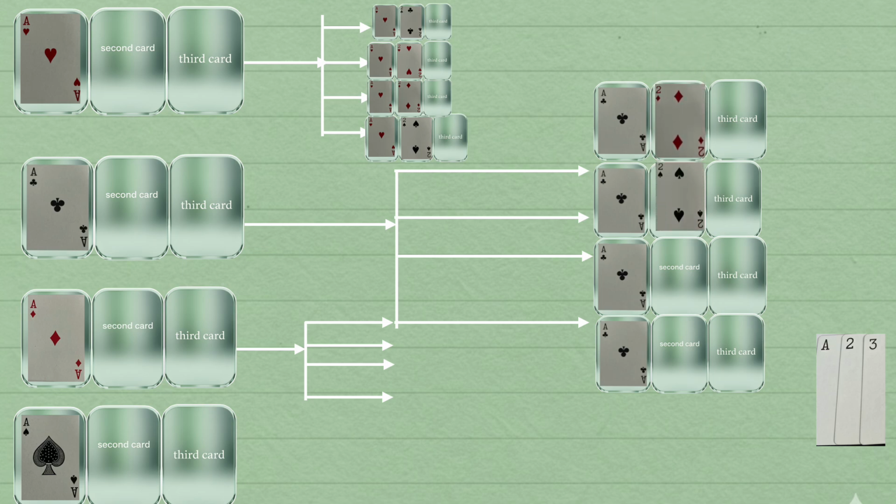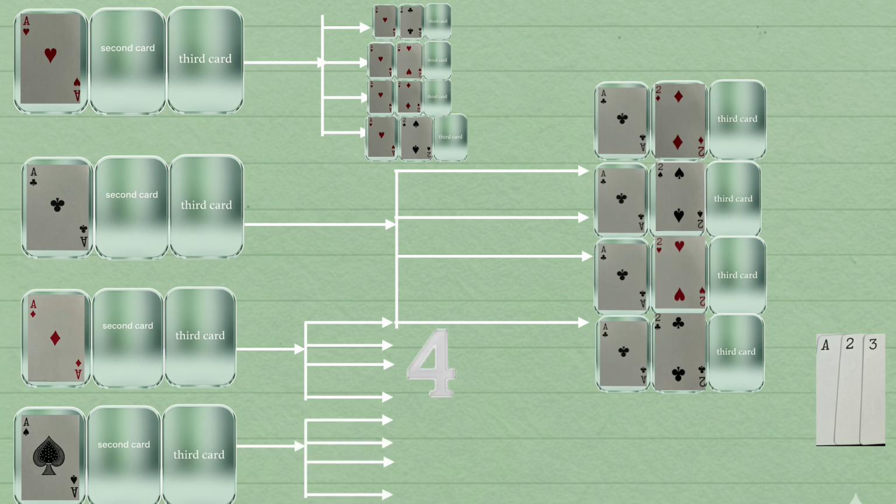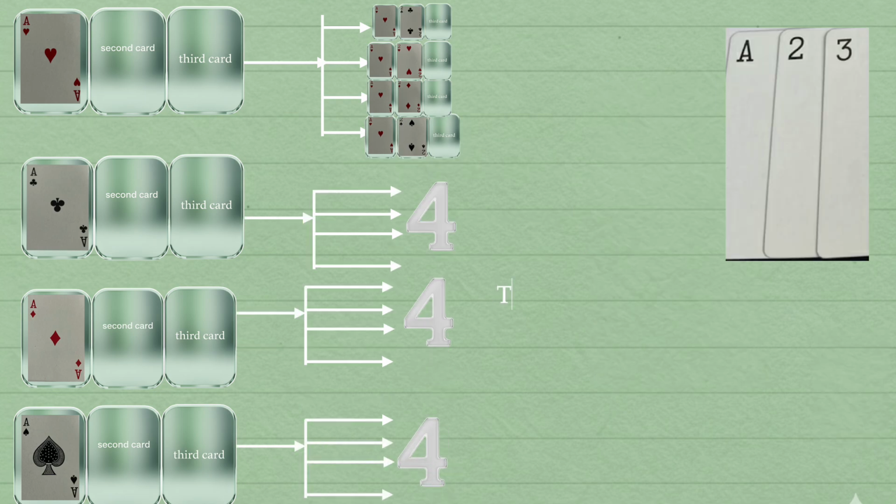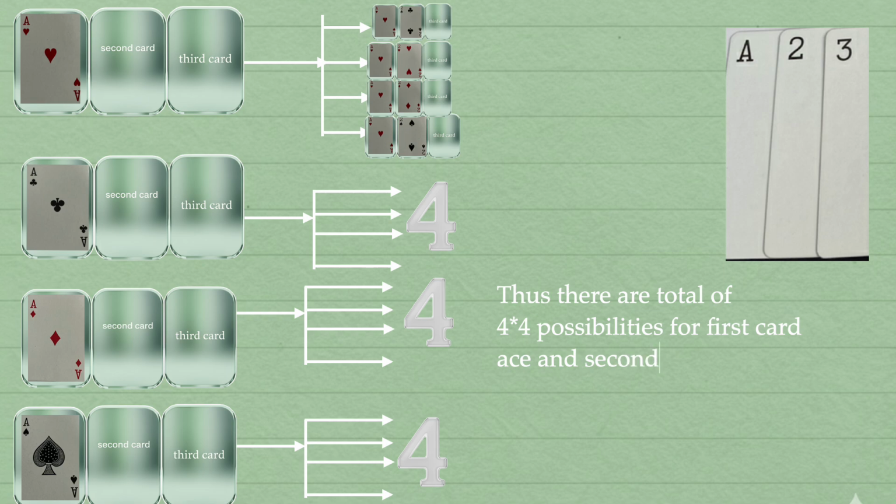Similarly, when the ace of clubs is placed in the first slot, there are the same 4 possible 2s for the second slot. And the same holds true for the ace of diamonds and the ace of spades. Thus, there are a total of 4 times 4 possibilities for the first card, an ace, and the second card, any 2.